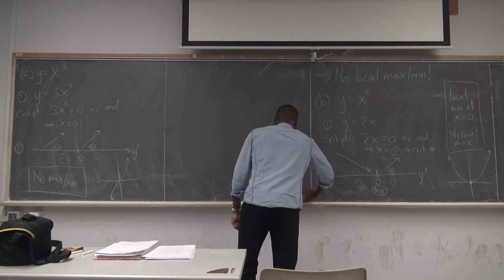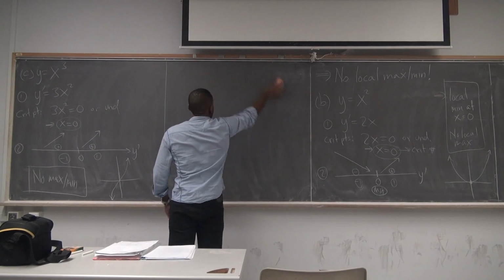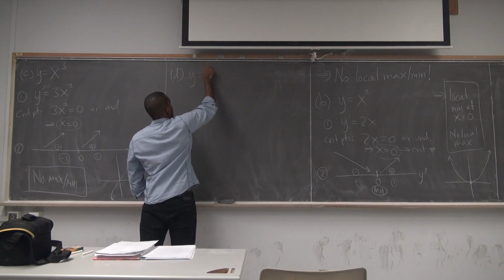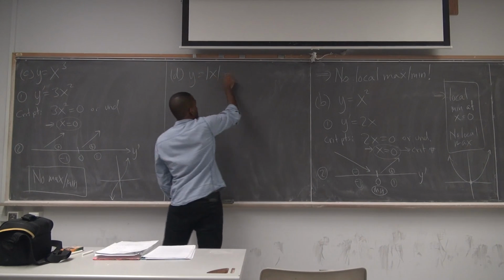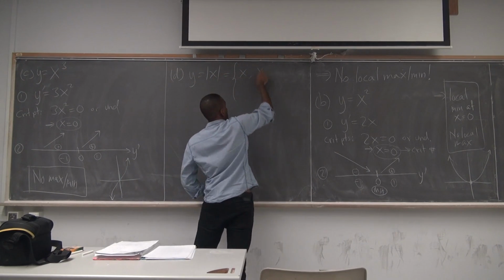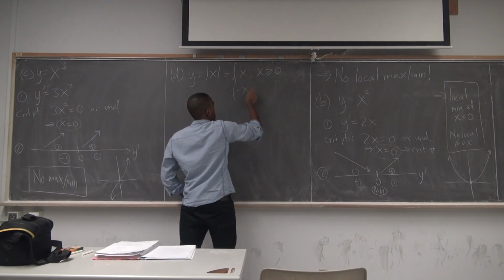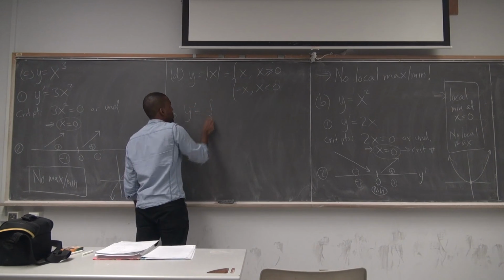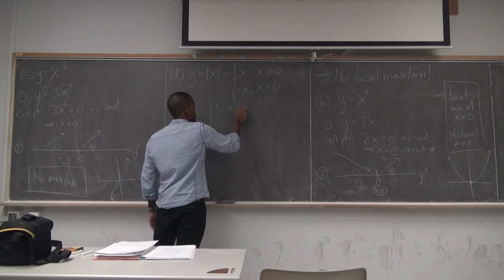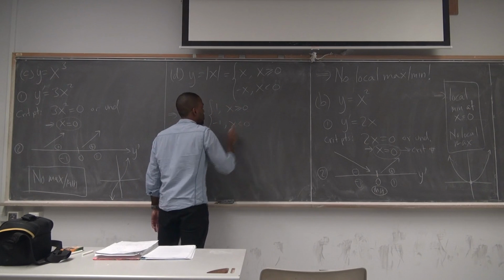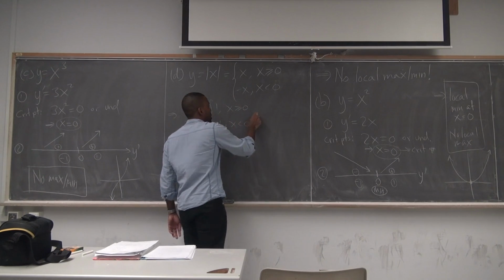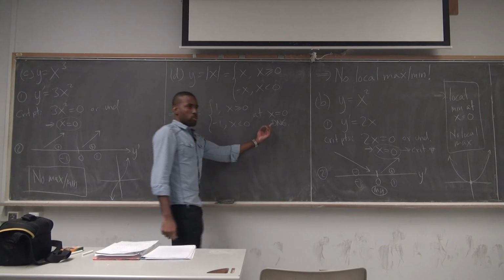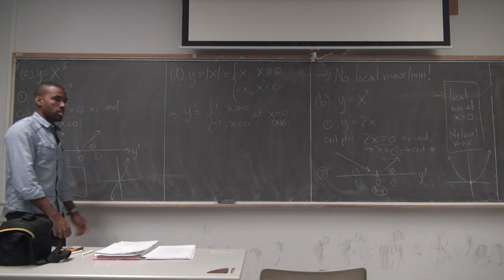Another example. Now remember what that is. That's just x if your x is positive, minus x if your x is negative, which means y prime is going to be 1 when you're positive, it's going to be minus 1 when you're negative. At x equals 0, it does not exist. I proved that when we were just learning about the derivative with the limit definition.